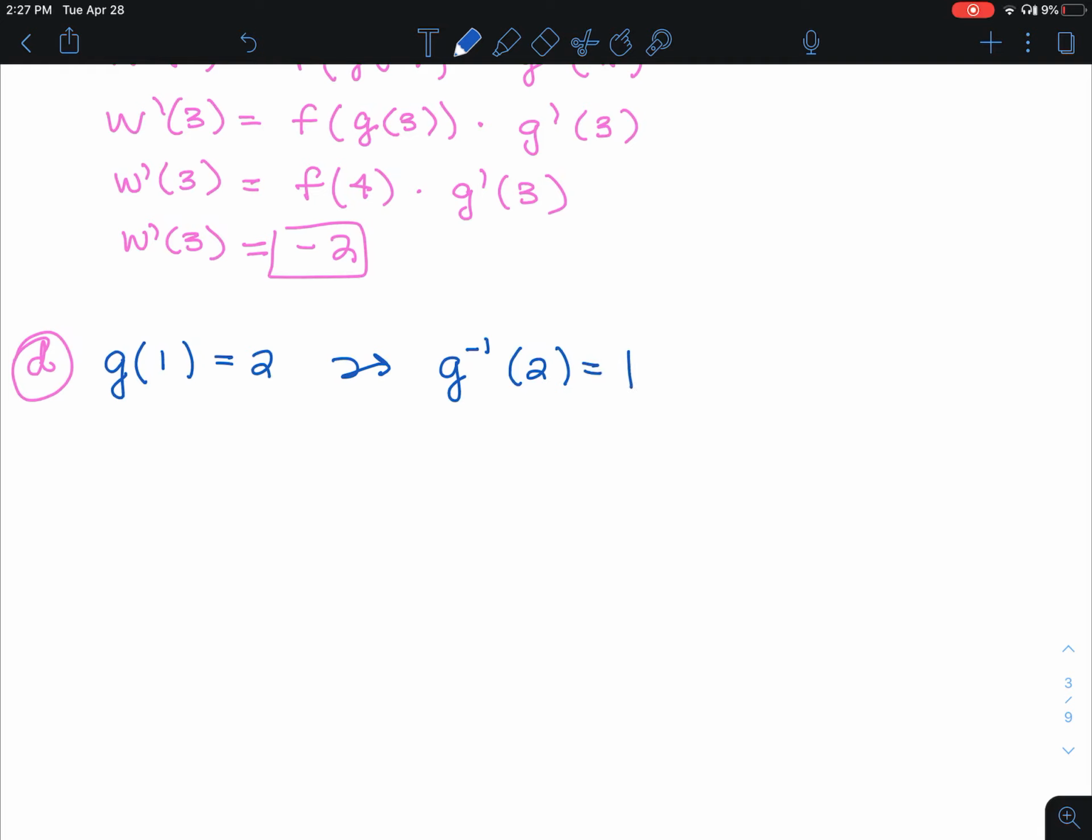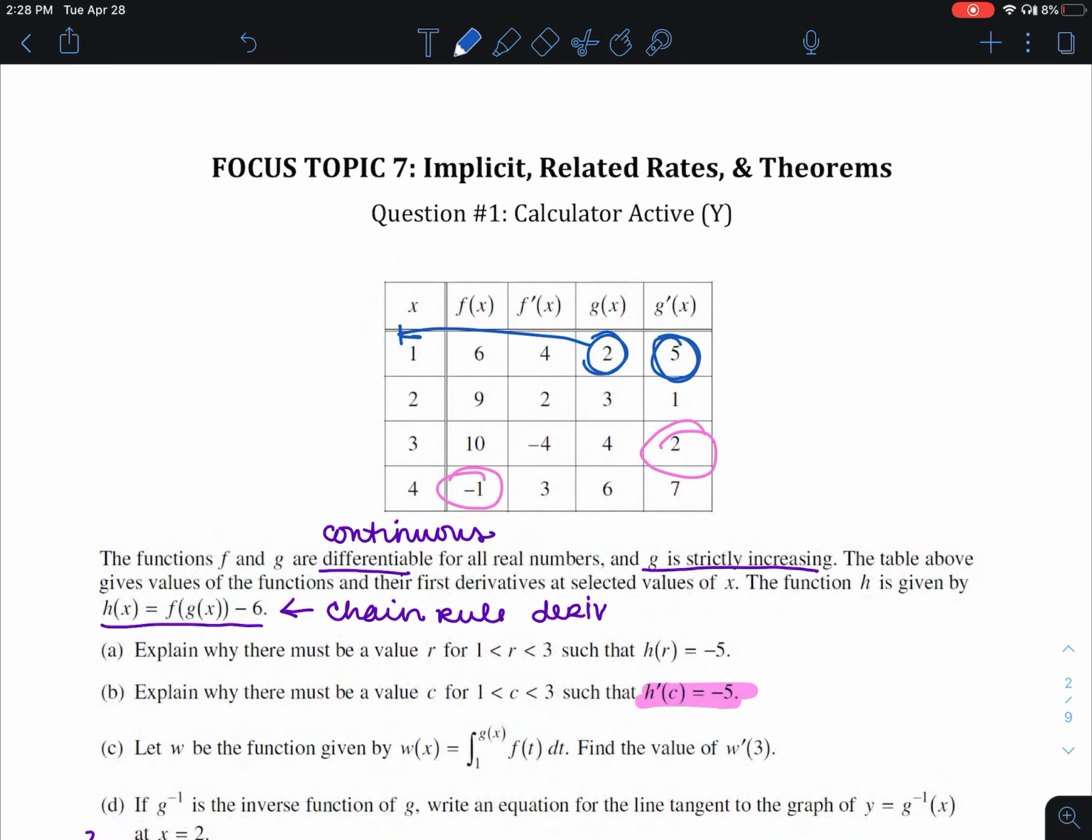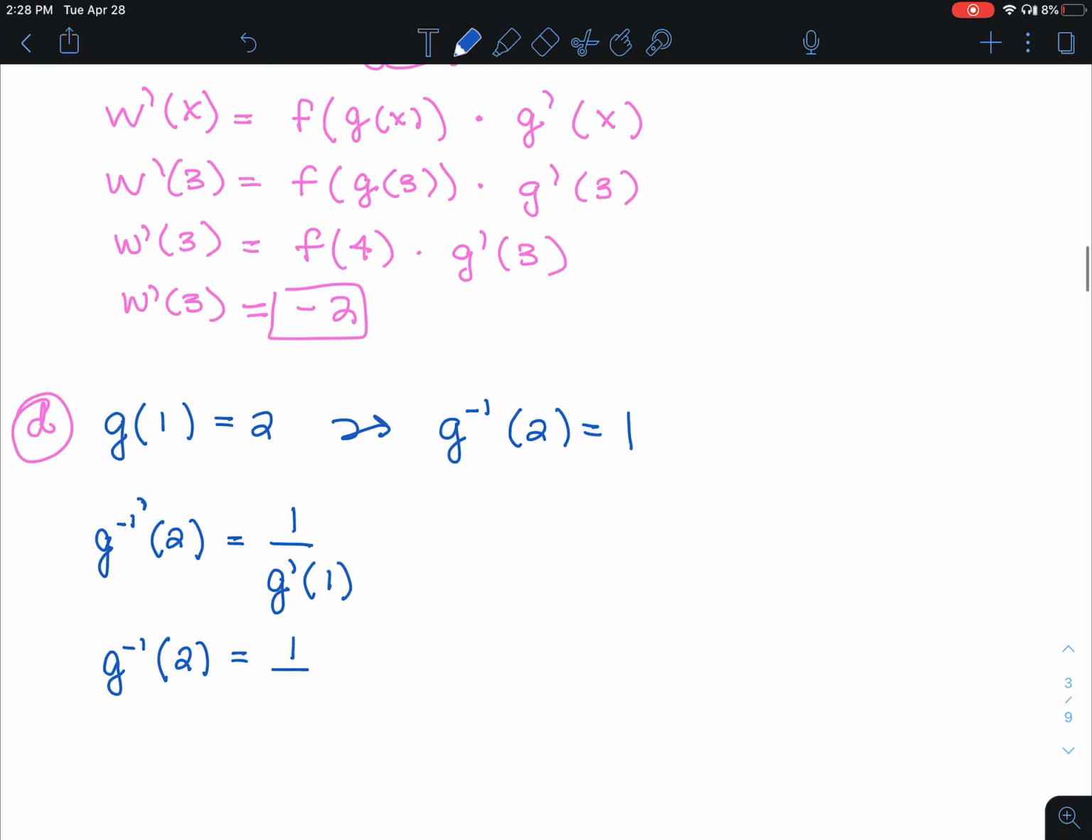And by the definition of an inverse derivative, we are looking for 1 over g prime of 1. So you take the point and you're looking at that x value, what it is. And so our g inverse prime of 2 is equal to 1 over 5, 1/5.